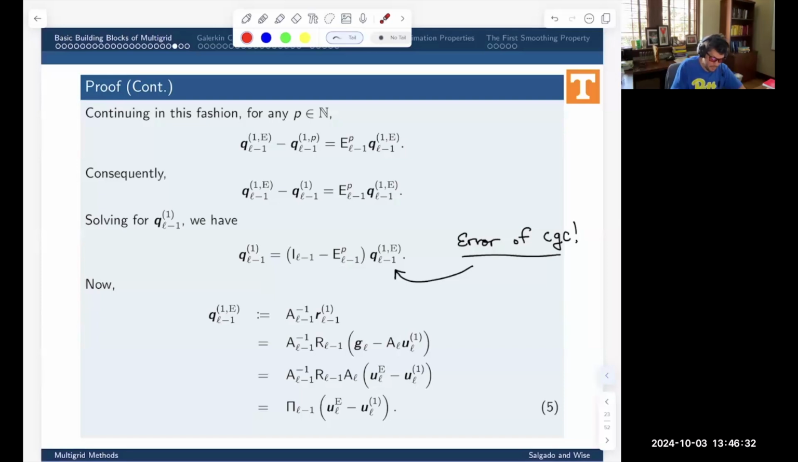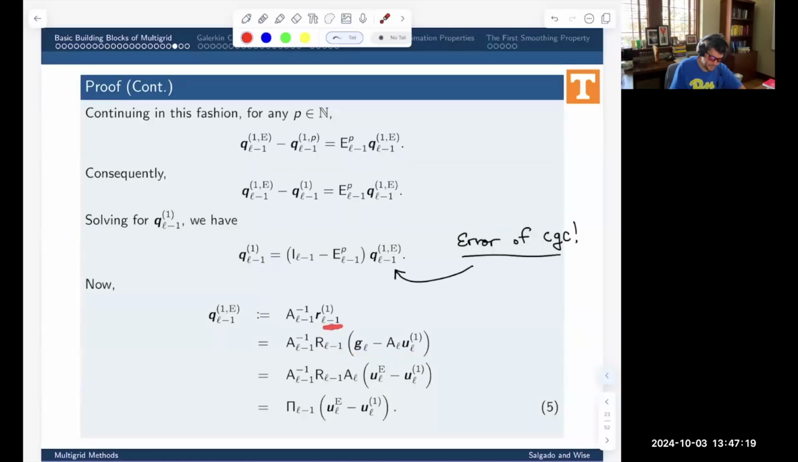So now I think you probably believe that this is what appears in the error. This is the new thing. So let's see how it gets there. All right, so now let's go back. Q_{L-1}^{1}E, how was that defined? This is the exact coarse grid correction. Well, it's the inverse of the L-1 stiffness matrix applied to R_{L-1}^{1}. This guy, let's eliminate that. That is just equal to g_L minus A_L u_L^1. Okay, so that's a residual, and there's the definition of that residual.